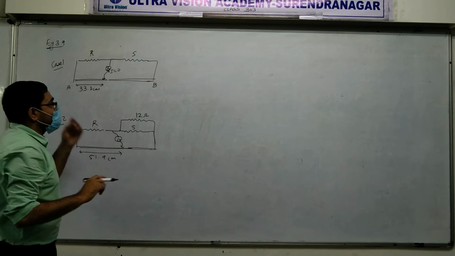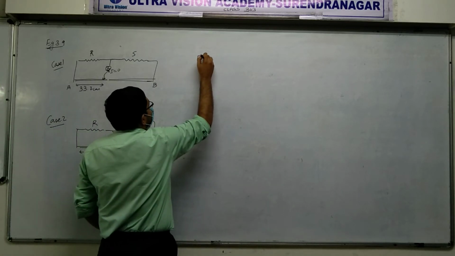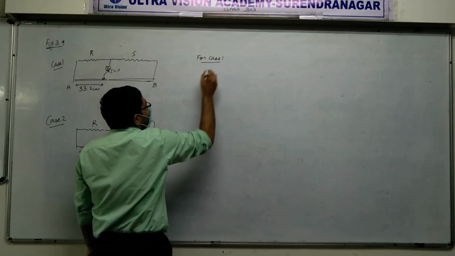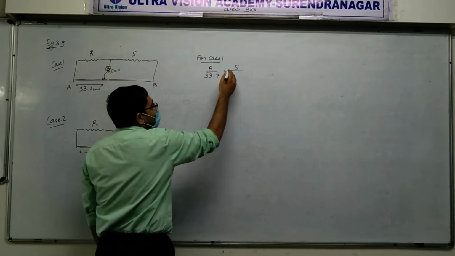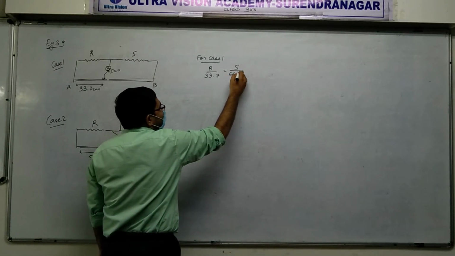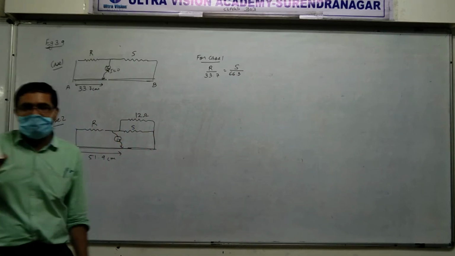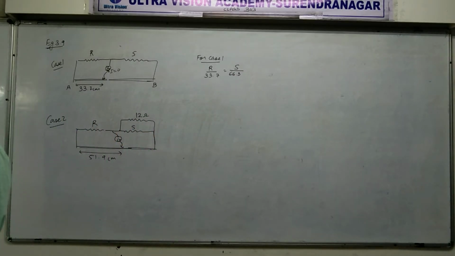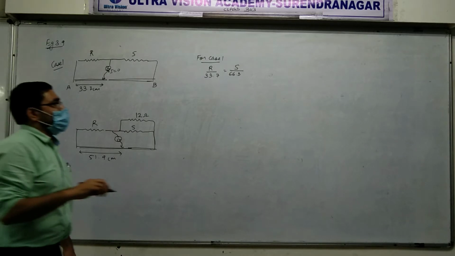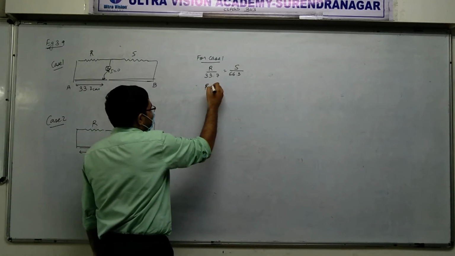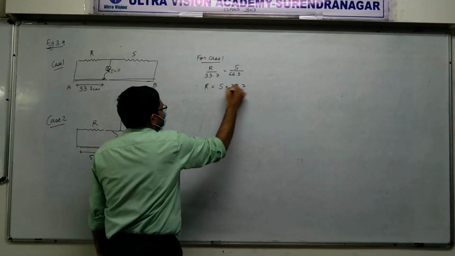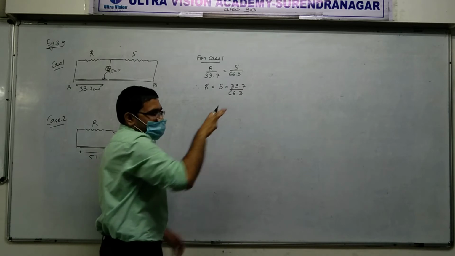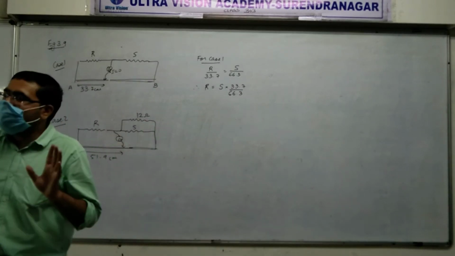So from figure 1, for case 1 we get an equation. R upon 33.7 is equal to S upon 66.3. Clear or not? So this will give us the value of R. What's the value of R? S into 33.7 upon 66.3. It's okay if you don't divide or do anything, you can do it later on.